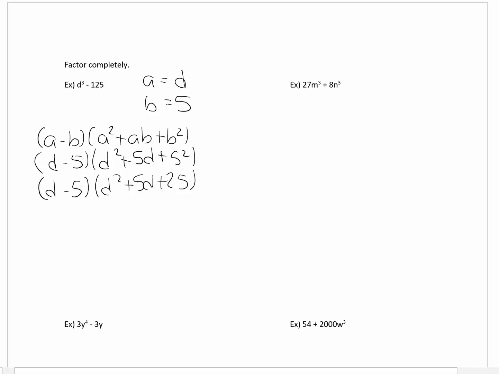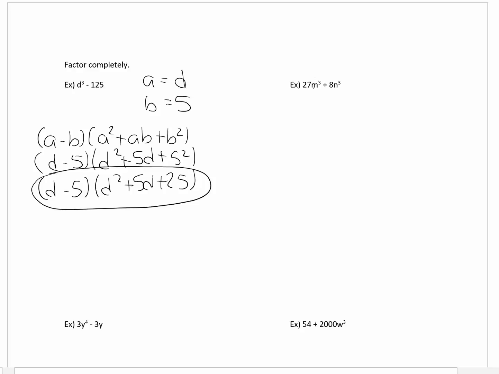Notice the trinomial here, this is not factorable. There are no factors that multiply to give me 25 and add up to be 5. So once I use the difference of two cubes formula, I will not be able to factor any further.